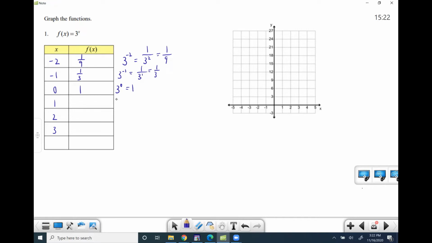All right, these everybody's good with. 3 to the first, well, 3. 3 to the second, 3 times 3 is 9. And what about 3 times 3 times 3? 27. Okay. We're going to go off our graph past that, so we'll stop there.